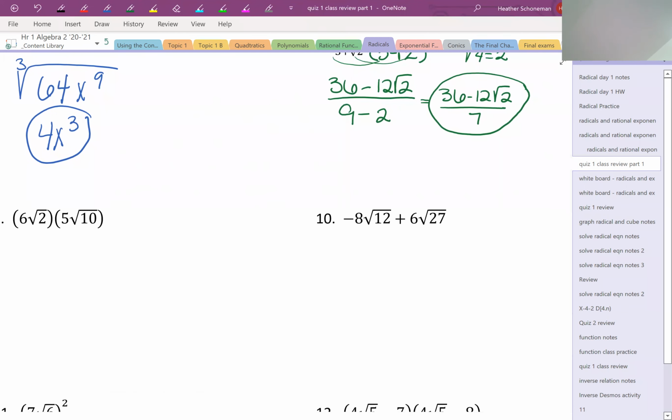Okay, number 9, when we're multiplying, you can multiply anything you want. So you can multiply the numbers that are outside. 6 times 5 is 30. And the numbers that are inside, 2 times 10 is 20. But now we have to see if this simplifies.